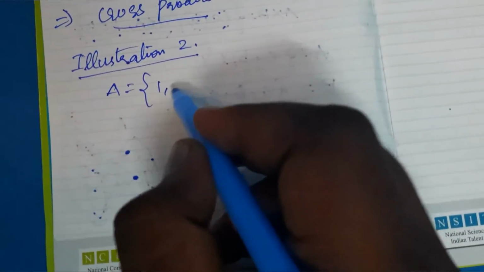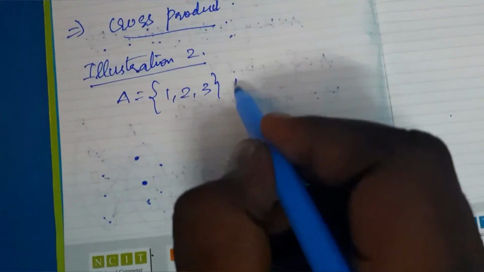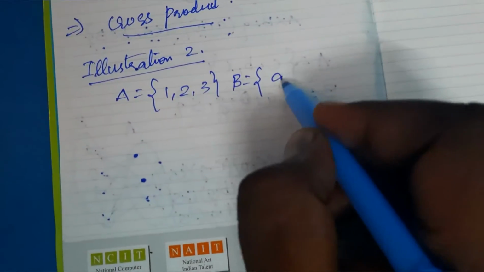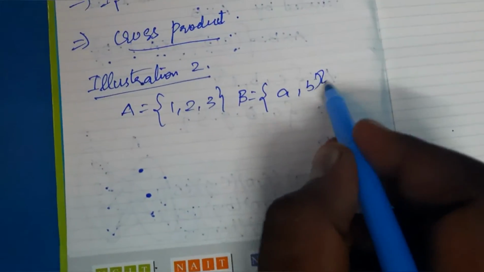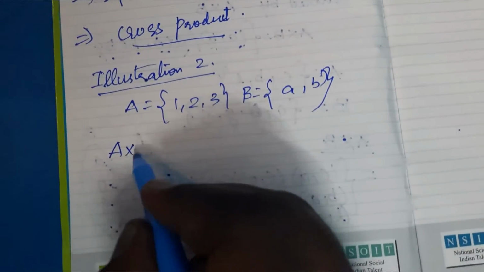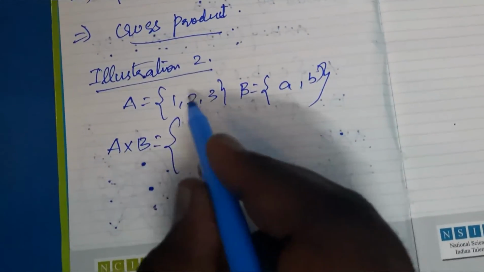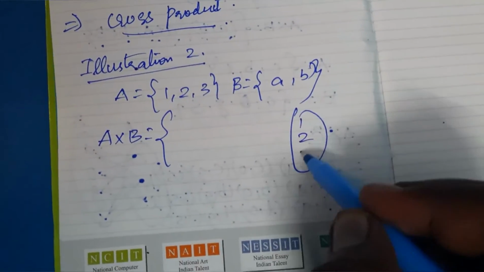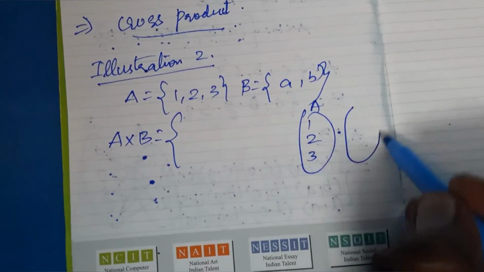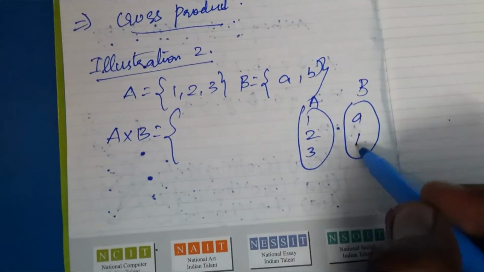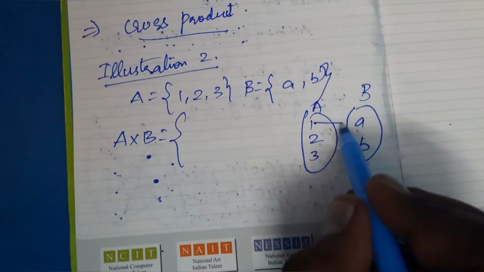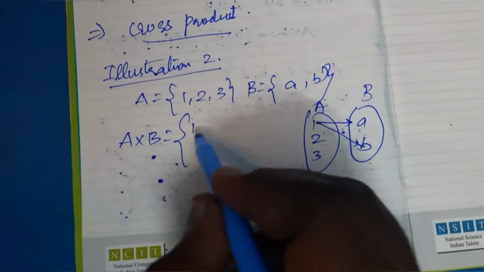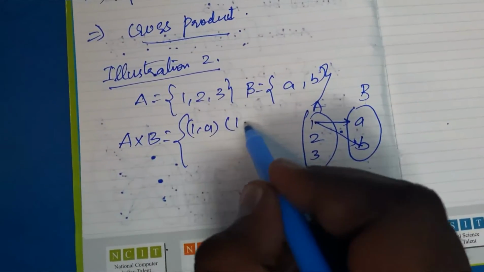Consider a set A with elements 1, 2, 3, and a set B with elements a and b. What is A cross B here? Consider the set {1, 2, 3}. This is A, and set B is {a, b}. First, 1 to a, 1 to b: 1 comma a and 1 comma b.